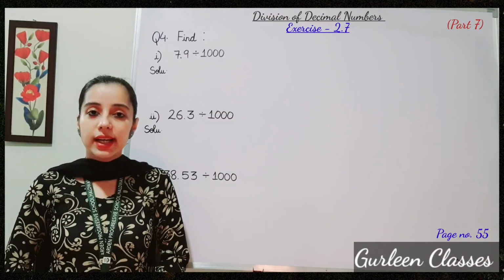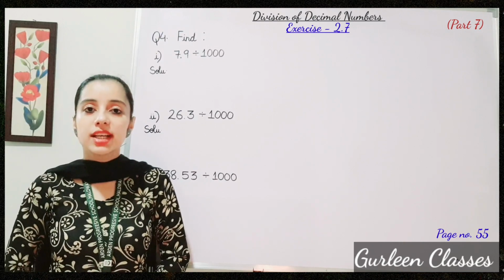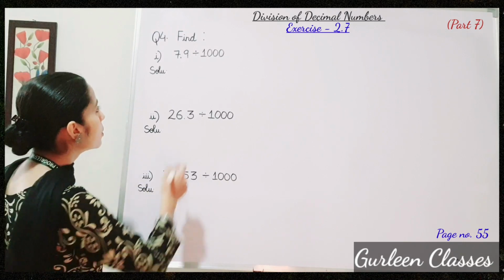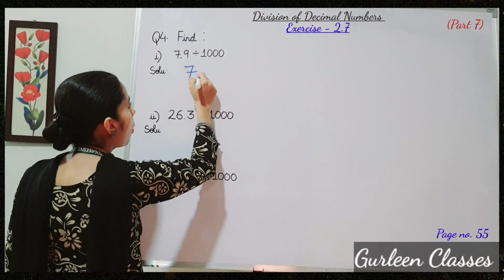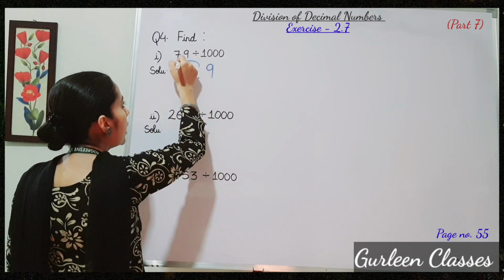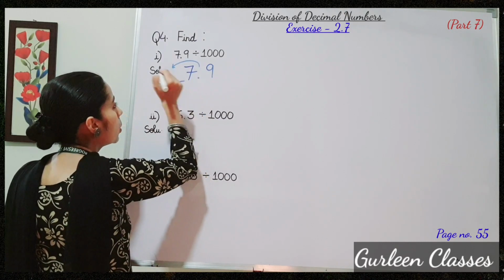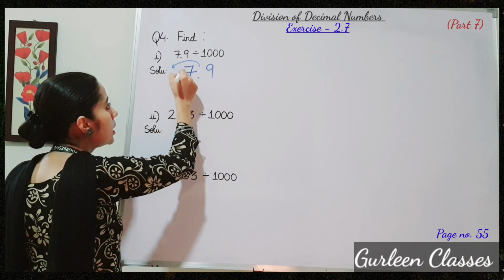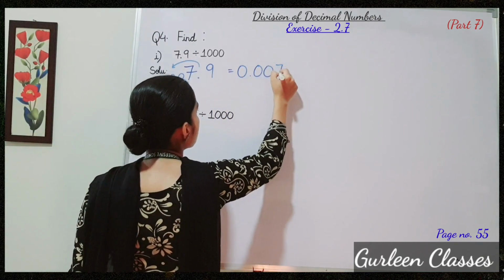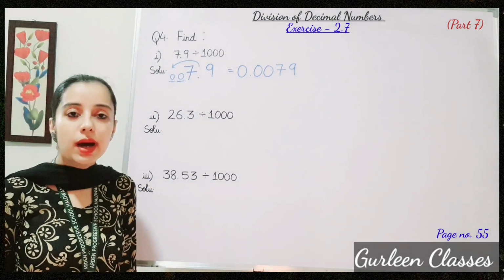Question number 4, find first part 7.9 divided by 1000. So here we will shift decimal point to the left by 3 places as 1000 has 3 zeros. So 7.9. If we move this decimal point to the left by 3 places, one place is this, two places we will add 0, 0. So these two places will be 0. So answer is 0.0079.